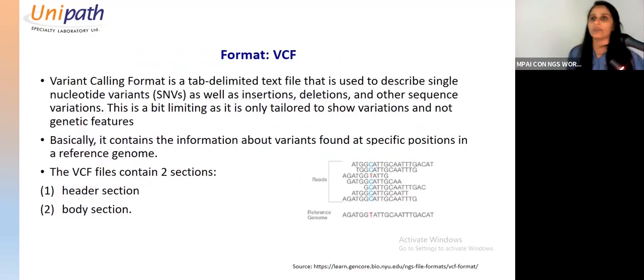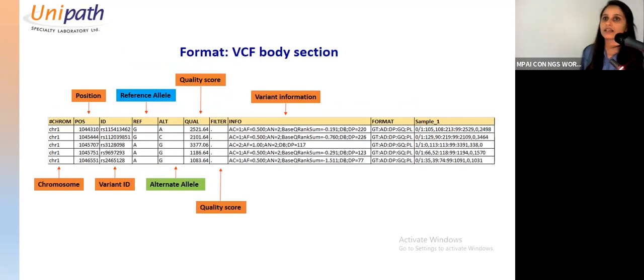Now the VCF format. The thing which I showed previously is like a graphical representation. But when you want to see it in the form of a file, after sequencing you end up with 30,000-40,000 variants, right? So it is in the form of a file where they are listed one by one. So how are they listed? It's like this. So this is the VCF format.